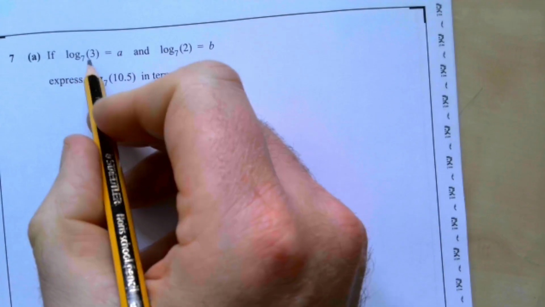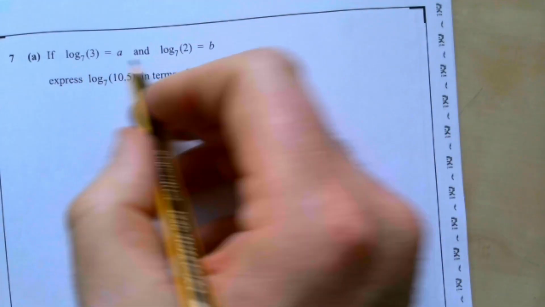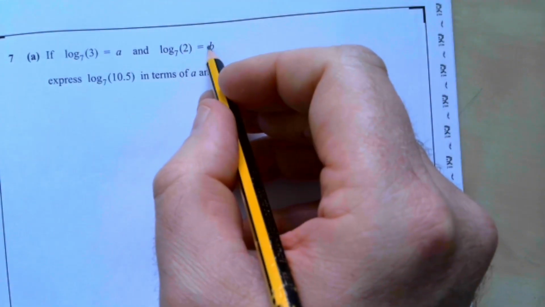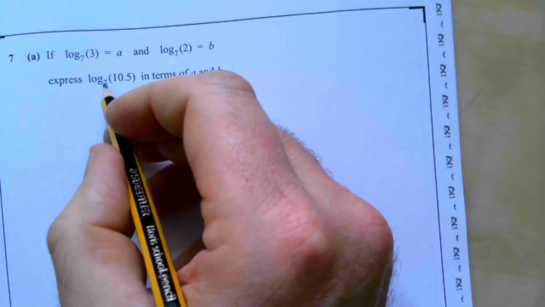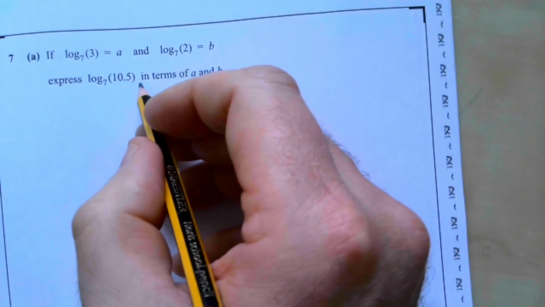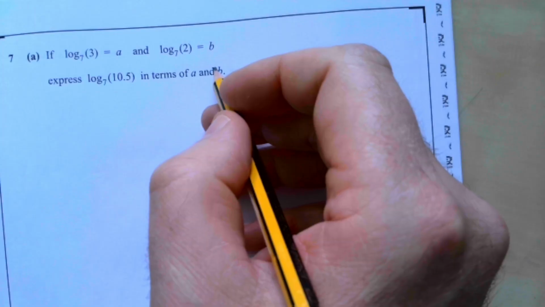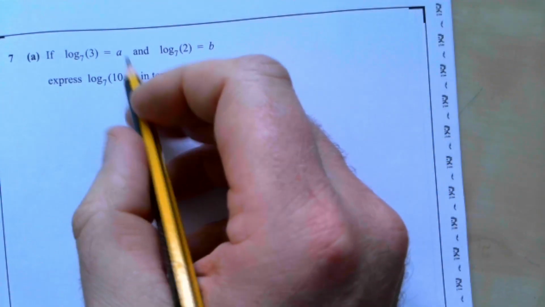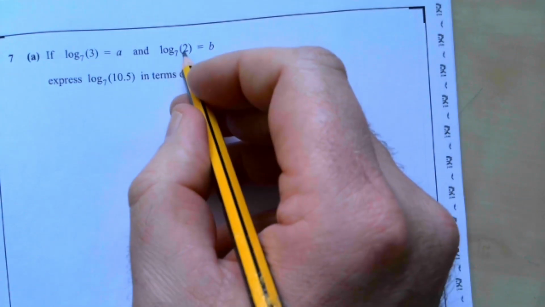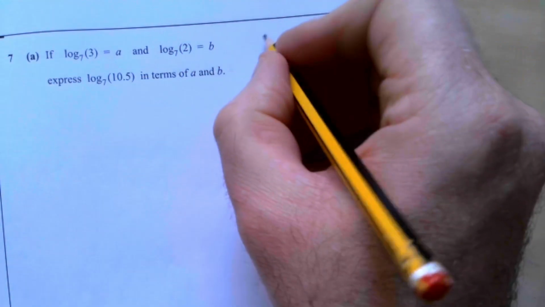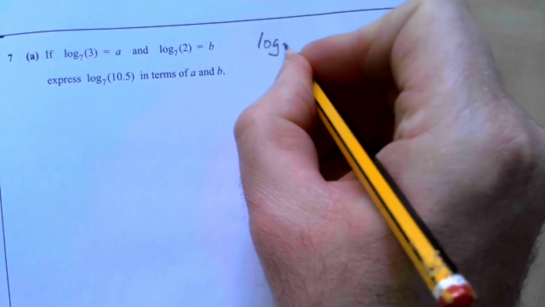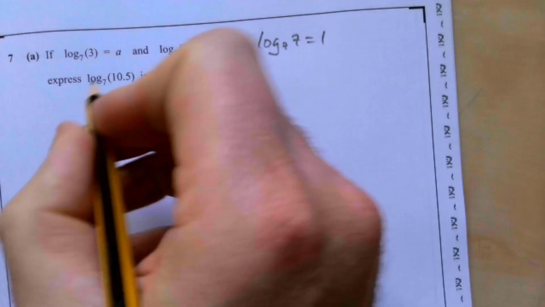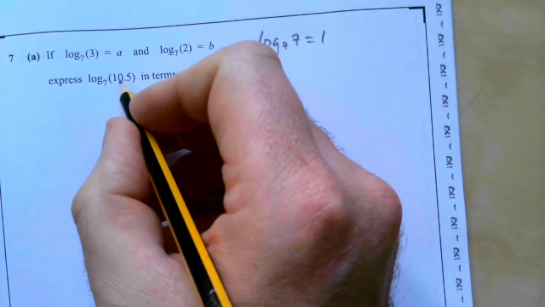Log to the base 7 of 3 is a, and log to the base 7 of 2 is b. Express log to the base 7 of 10.5 in terms of a and b. Well, we need to be able to make 10.5 out of 3 and 2 and actually 7, because if we know our laws of logs, we know log to the base 7 of 7 is of course 1. So how am I going to make 10.5?